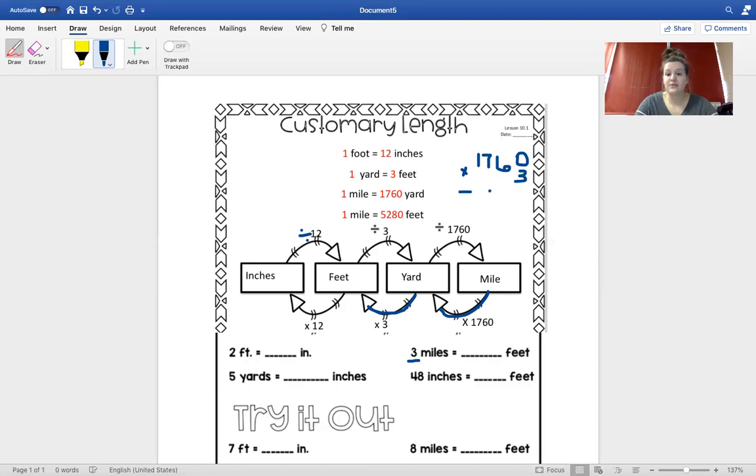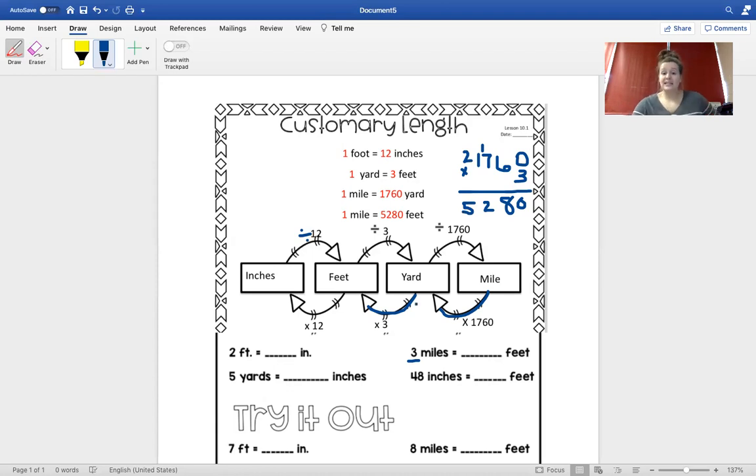And this takes us from miles to yards. 3 times 0 is 0. 6 times 3 is 18. So I drop my 8, carry that 1. 7 times 3 is 21, plus 1 is 22. So I drop that 2, carry a 2. 3 times 1 is 3, plus 2 is 5, and I'm at 5,280.